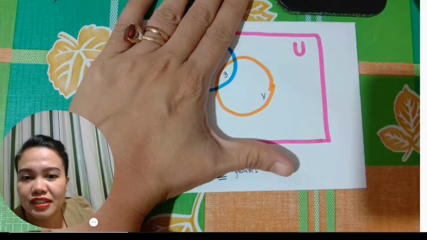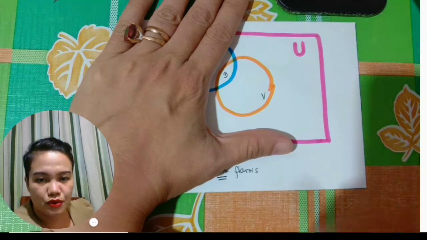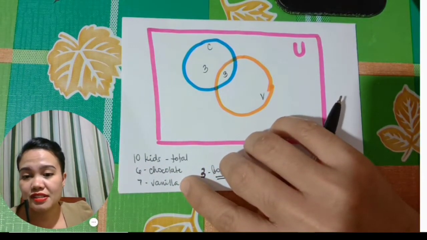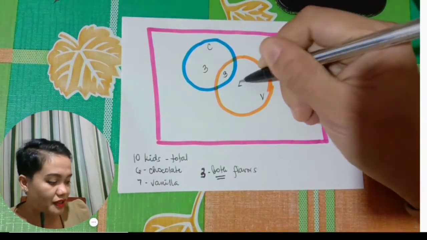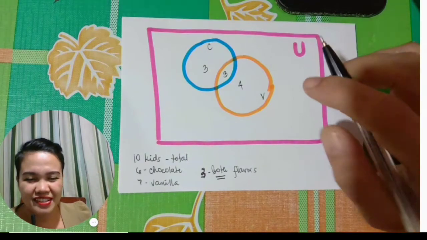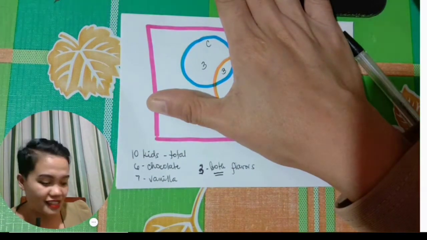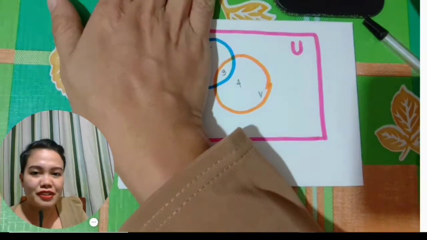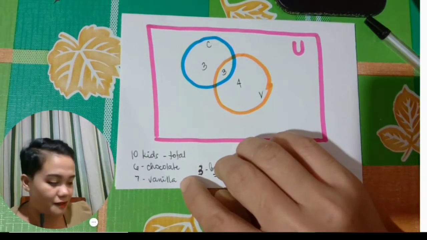Now, if you take a look at the vanilla, you also have 3 already written there. But we know that for vanilla, 7 of these kids chose the flavor. So to make that 7, we write here 4. Okay? Again, 3 plus 3 makes 6. Those 6 kids who chose chocolate, 3 plus 4 equals 7. And that's the number of kids who chose vanilla.